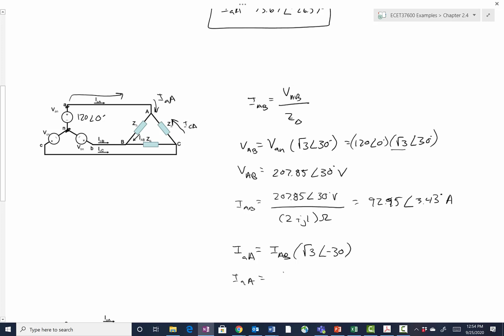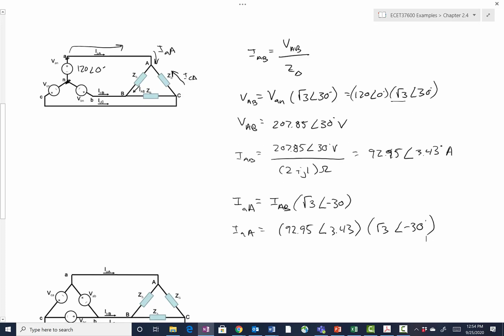So we get IAA is equal to 92.95 at angle 3.43, times root 3 angle negative 30 degrees. So that's going to give you an IAA of 161 at angle negative 26.57 degrees amps. So that's the answer to B.